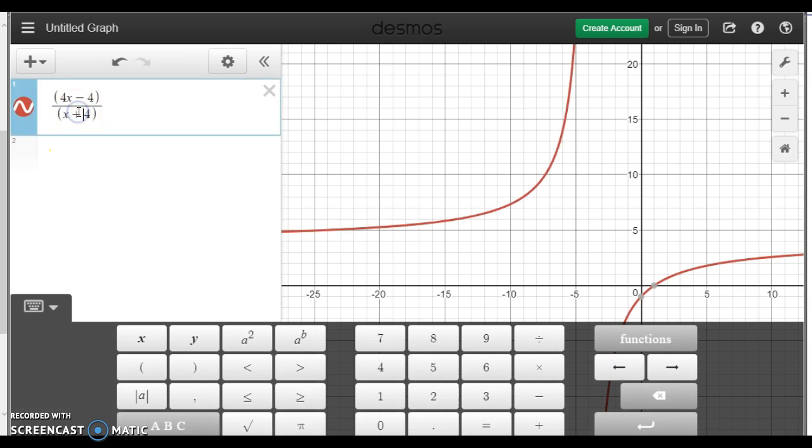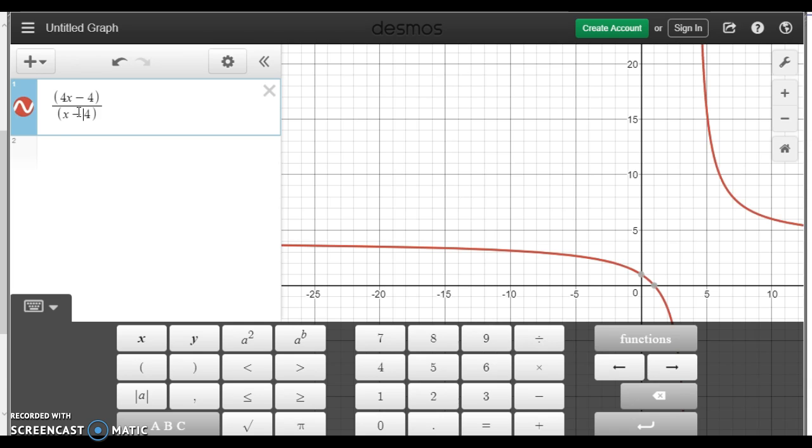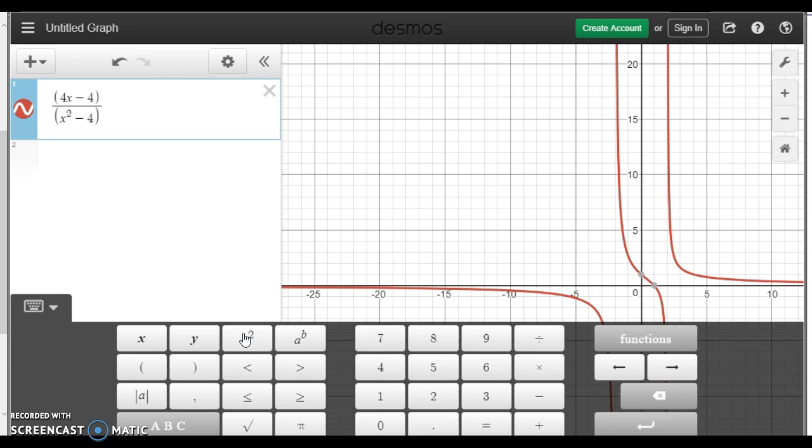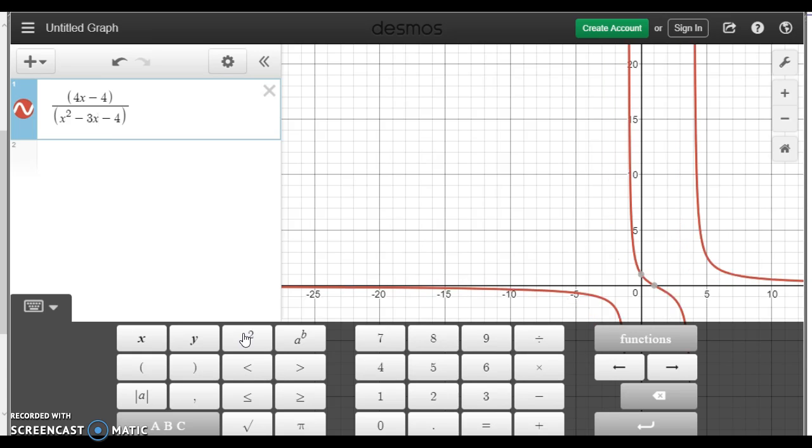What if I changed this number to a minus? Now the asymptote moves over to +4 because 4 minus 4 gives you 0. And this works. Now what if I did x squared? Let's see, what multiplies to give me -4? Let's say +1 and -4, so that's -3x minus 4. Now this one is going to have two different asymptotes, one at -1 and one at +4.